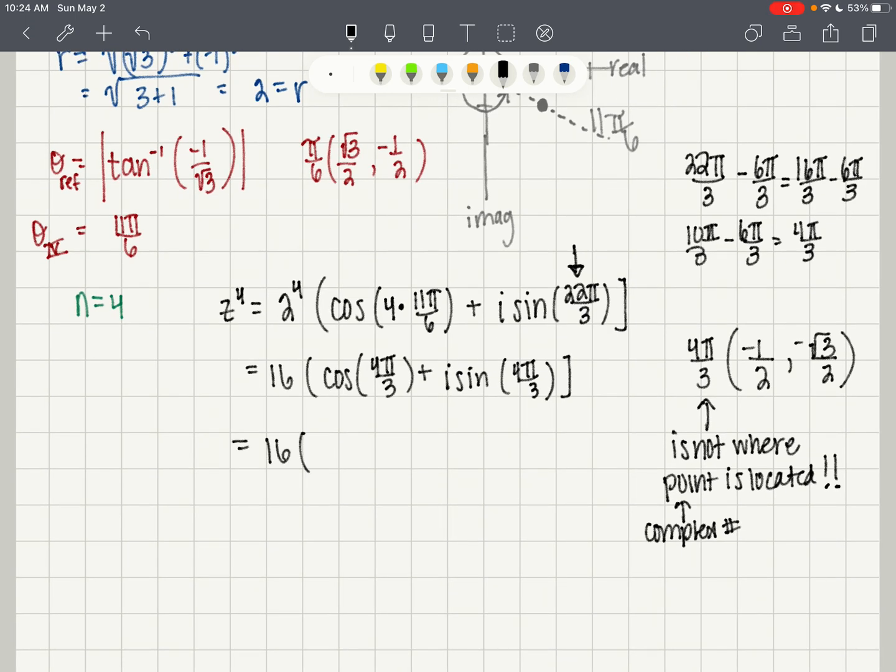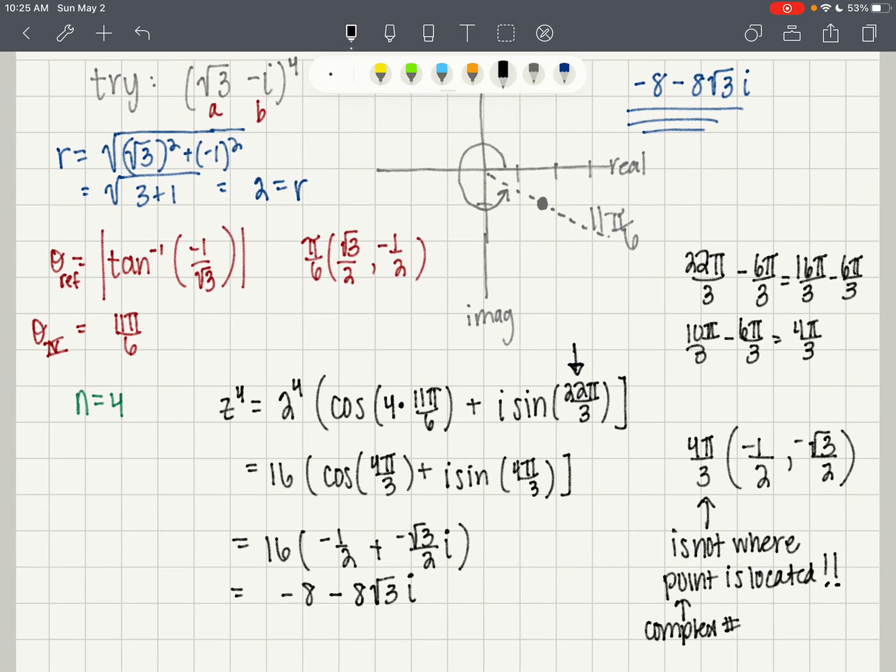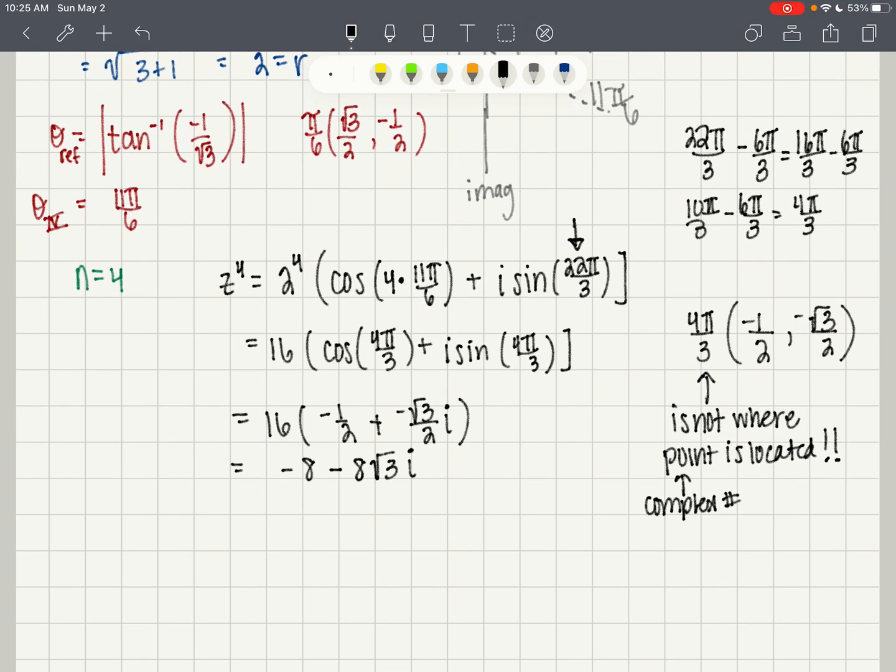So we have 16 times, the cosine of 4 pi over 3 is going to be -1/2. The sine of 4 pi over 3 is negative square root of 3 over 2 times i, and -1/2 times 16 is -8. Negative square root of 3 over 2 times 16 is -8 times the square root of 3 i. And you can see that is what we have up here in the top right of our screen. So that's how we get the answer, -8 minus 8 times the square root of 3 i.